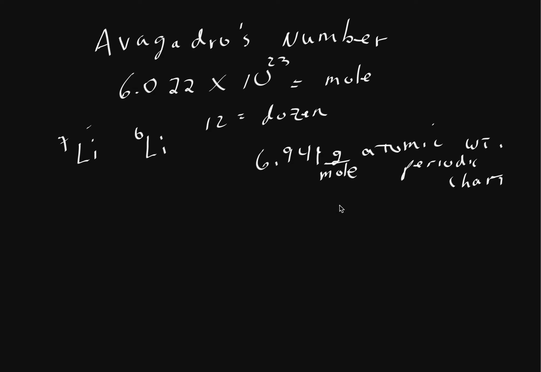Now, here's where Avogadro's number becomes very important and very powerful. By saying that natural lithium has an atomic weight of 6.941 grams per mole, that means that if you measure out 6.941 grams of lithium, you will have 1 mole of lithium atoms. That's really a startling thing. You can count atoms by weighing them. So having 6.941 grams means that you will have 6.022 times 10 to the 23 atoms of lithium, which is 1 mole.